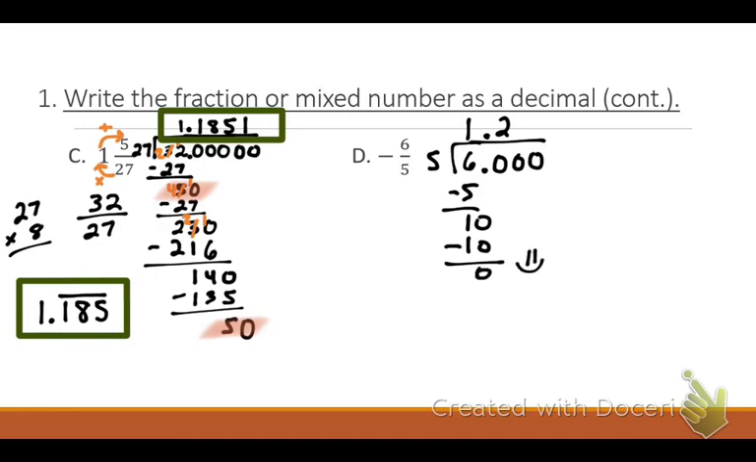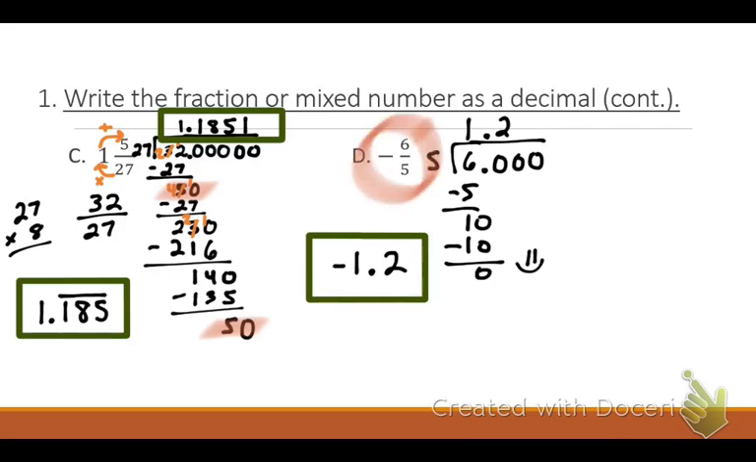Now here's the deal. A lot of people just boxed it in over here. Remember, I don't want you to box it in at the top. I want you to rewrite it. But then on top of that, even those who boxed in 1.2, what's wrong with that? It has to be a negative. That was the greatest mistake that I just saw as I was walking around the class. Remember, if this says negative 6/5, this should say negative 1.2, okay?